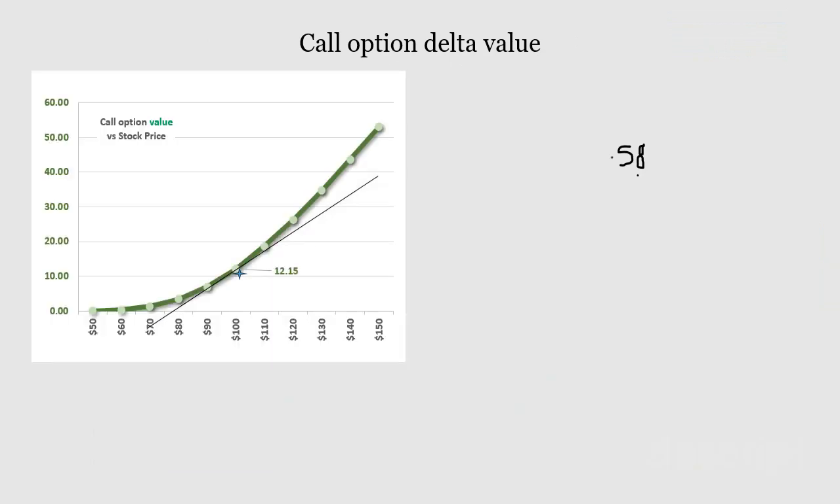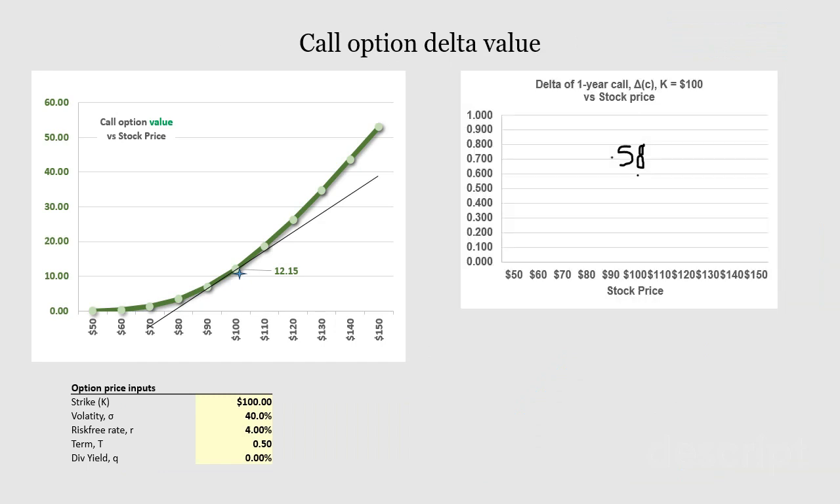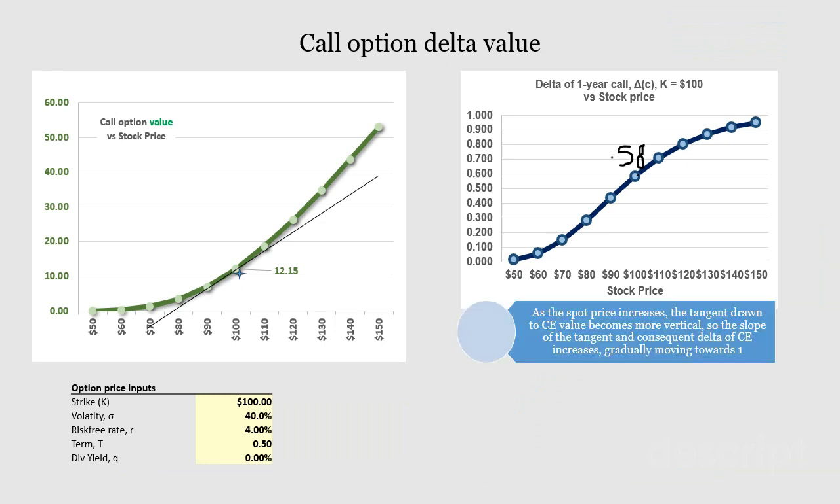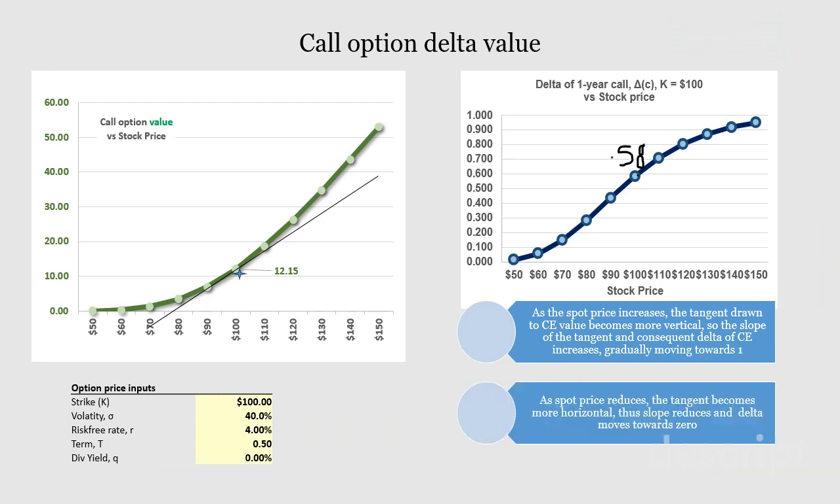As could be seen from the curve, as the spot price increases, the tangent drawn to the call option value becomes more vertical. So the slope of the tangent and the consequent delta of the C increases, gradually moving towards 1. As the spot price reduces, the tangent becomes more horizontal, the slope reduces, and the delta moves towards 0. As the call option value curve is not linear, one tangent can be used to predict delta value of a very small range of spot prices.